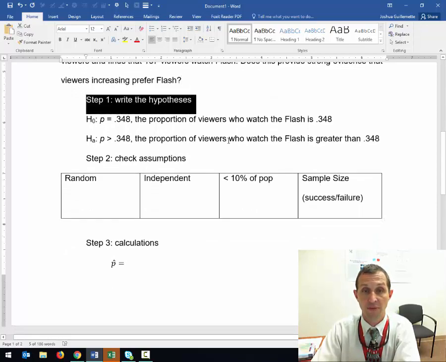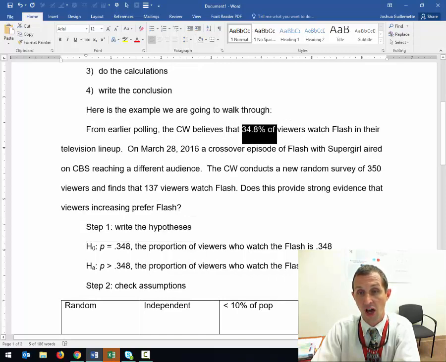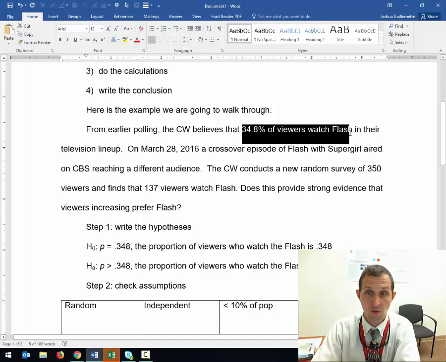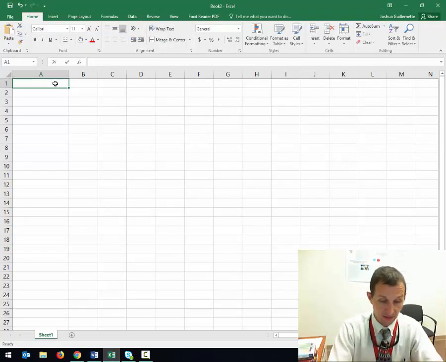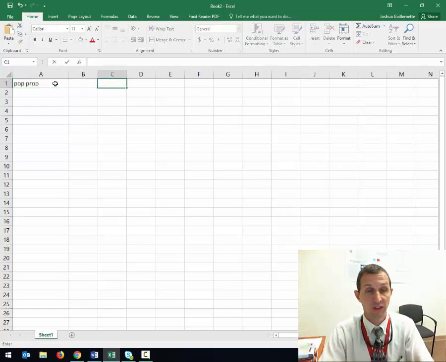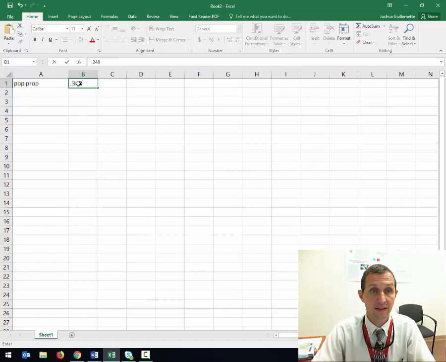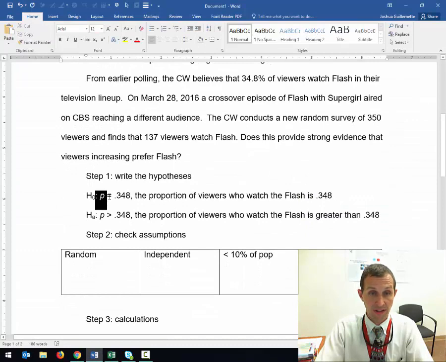So now we do want to write the hypotheses. Now, without going into great detail, the 34.8% of viewers is a dead giveaway that this is the population proportion with the trait watch Flash. So the 34.8%, this is my population proportion. So my population proportion is going to be equal to the 0.348 in the problem, right? So that is the population proportion, 0.348. And then of course we're trying to figure out whether it's larger.